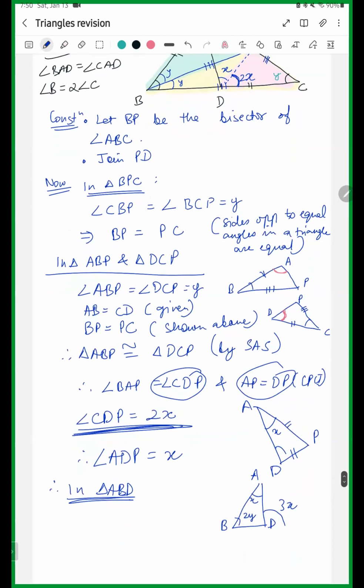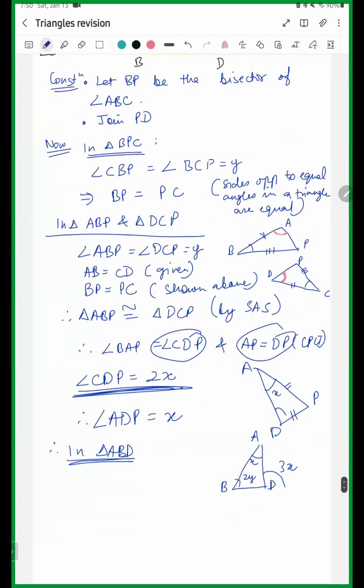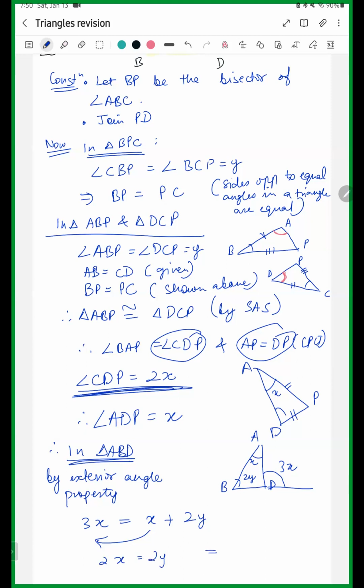So that means by exterior angle property, 3x is equal to x plus 2y. That means now take x to the other side. 2x is equal to 2y. That means x is equal to y.